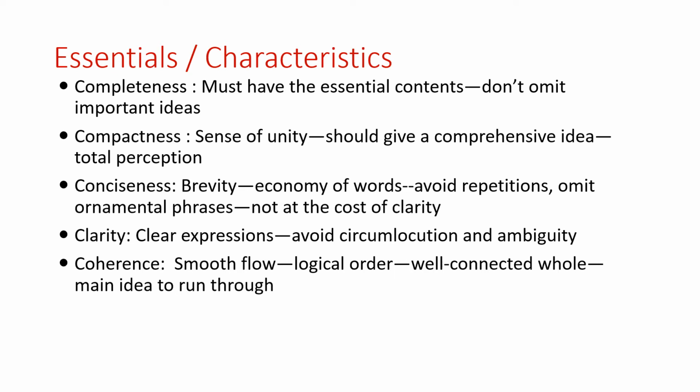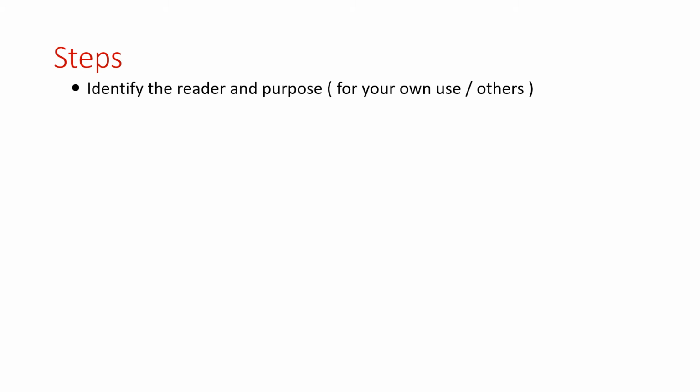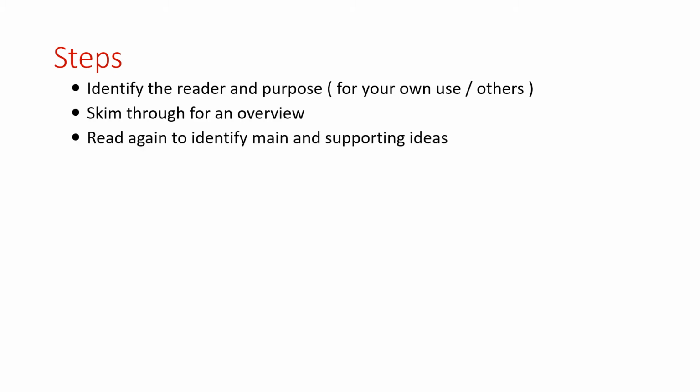Now we'll look at the different steps of Precis writing. First of all, we must identify the reader and purpose. Then we have to skim through for an overview, read the passage to get the gist or the idea of the passage. Read again to identify main and supporting ideas. Means you should be able to distinguish or differentiate between which is the main idea and which is the supporting idea. And maybe for that you have to read again and again.